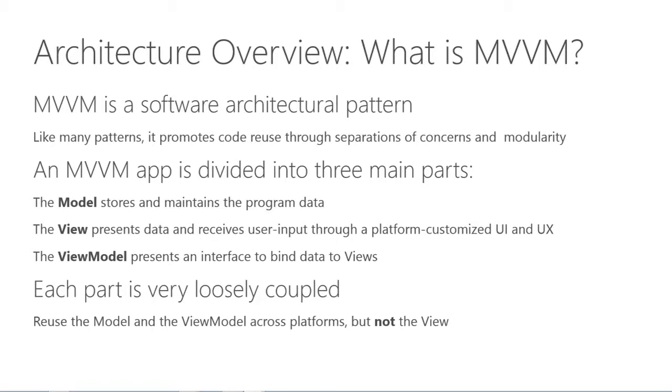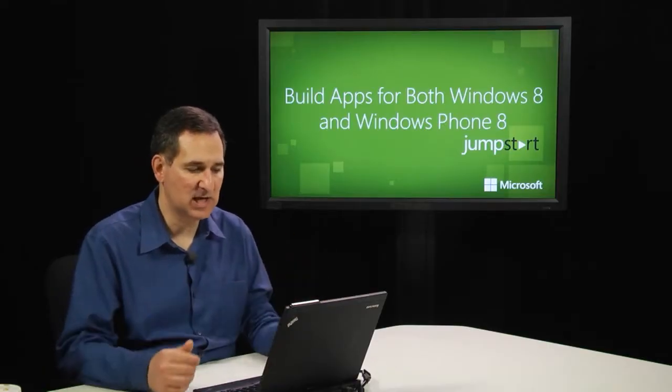As the name implies, and as I've said before, it's a software architectural pattern. Like many patterns, it's there to promote code reuse and separation of concerns, in this case your data from your business logic, from your view logic, or your views. The MVVM app is divided into three main parts, as the name implies: the model, which stores and maintains the program data; the view, which presents the data, it's all about the UI and receives any user input and manages what to do with that; and then the view model, which is the interface that binds the data to the views, so it's kind of important.